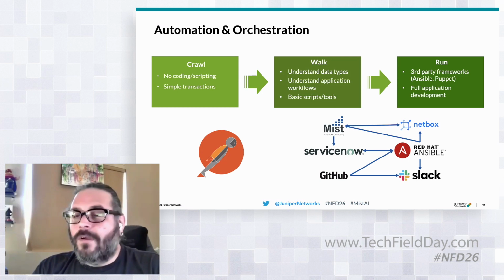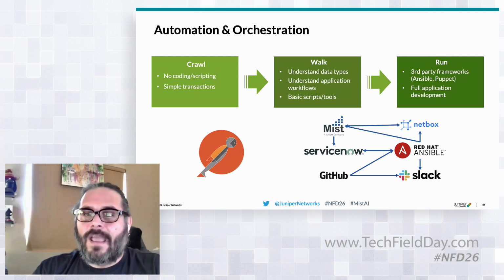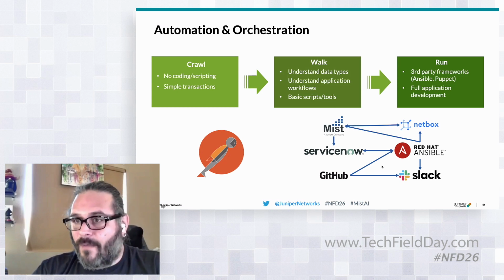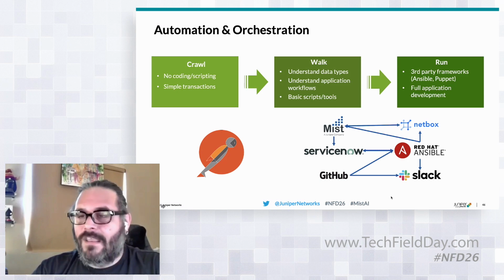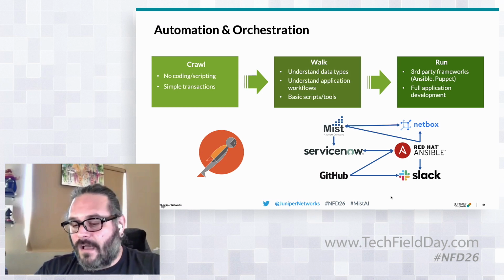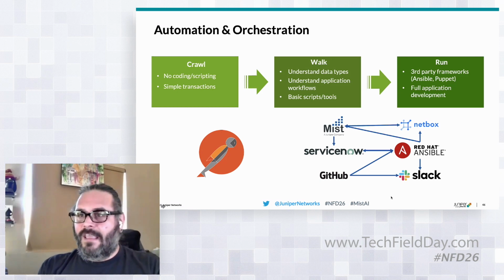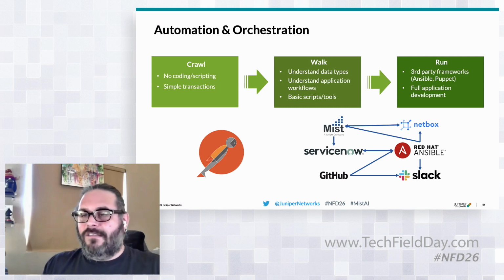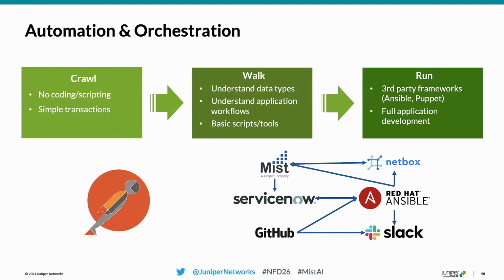And then you get to run. This is where you're running full-blown third-party orchestration frameworks like Ansible or Puppet. You're doing your own application development. And you can see here this kind of workflow. This is an actual slide from a demo that we did featuring all of these integrations. It was using ServiceNow as the automation tool to orchestrate everything between all of these systems and push changes to the Mist cloud. I briefly worked on that, but I think it was Calvin Remsburg who did that demo for another network field day in the past.